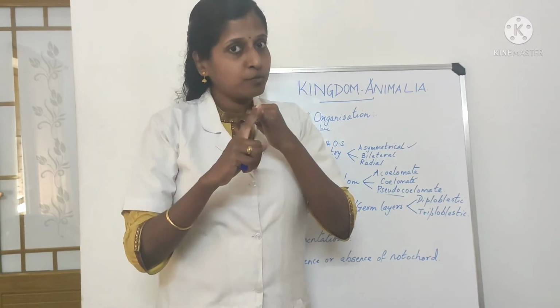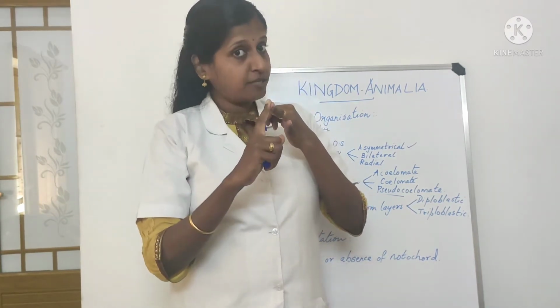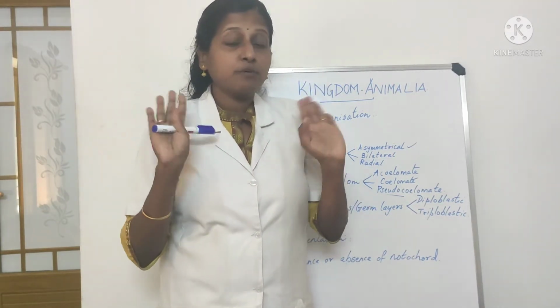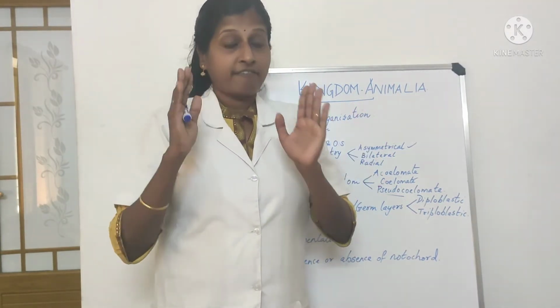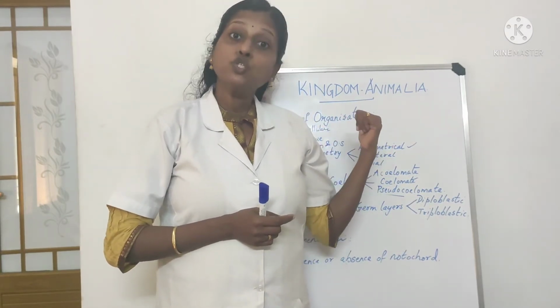So coelom present, eucoelomate or coelomate animals. Absent, acoelomate animals. Those having it in scattered pouches, where the coelom is not derived from mesoderm, rather from the blastocoel, we call pseudocoelomate.